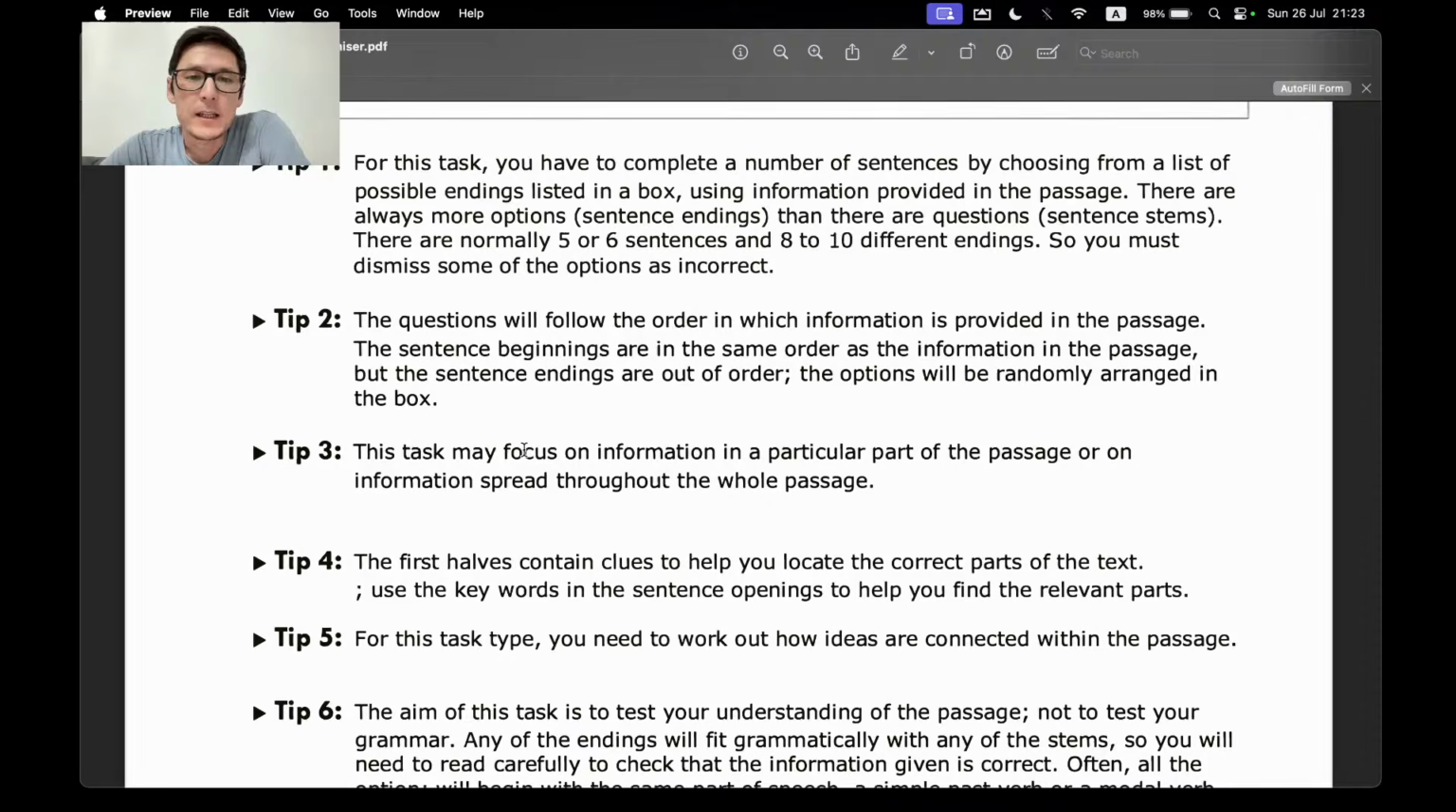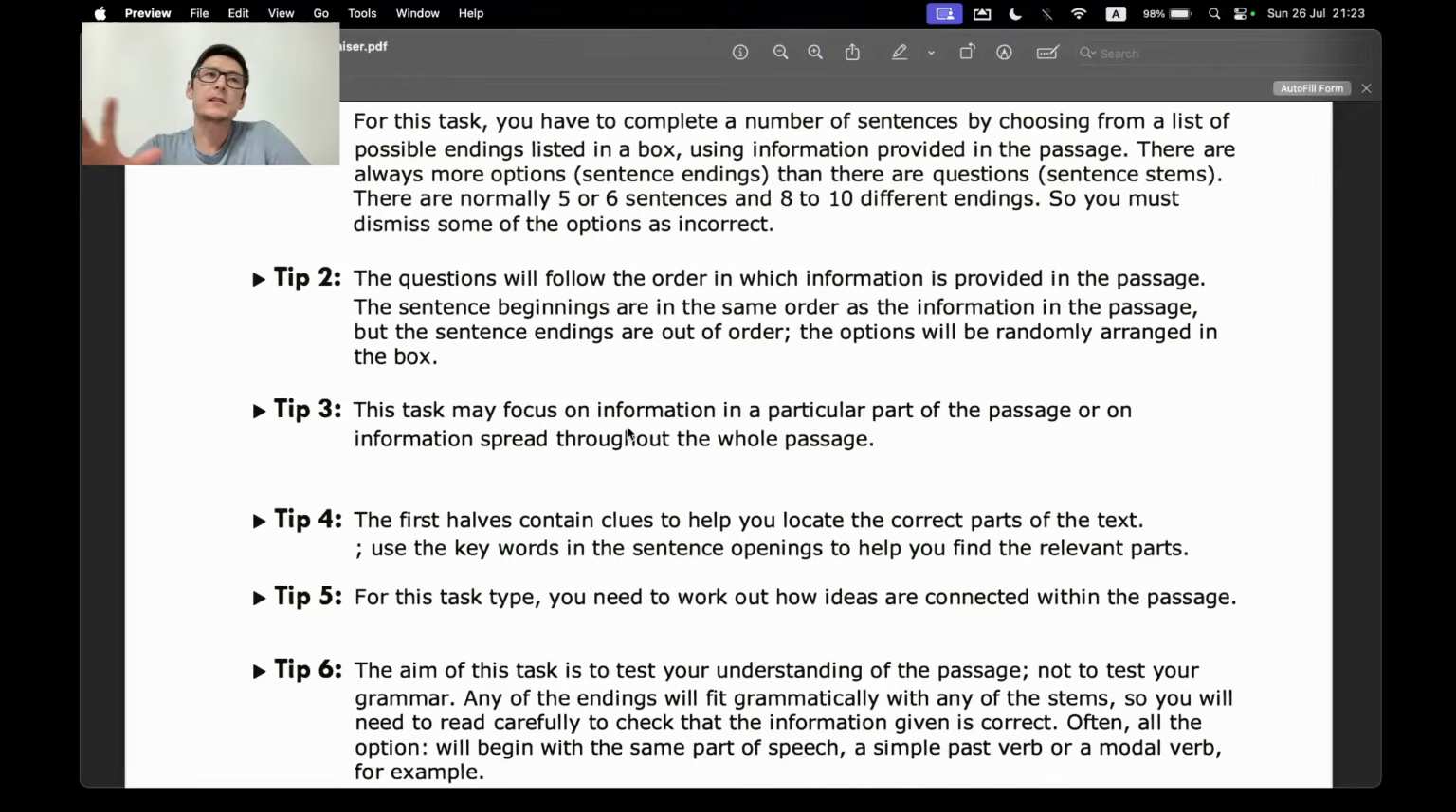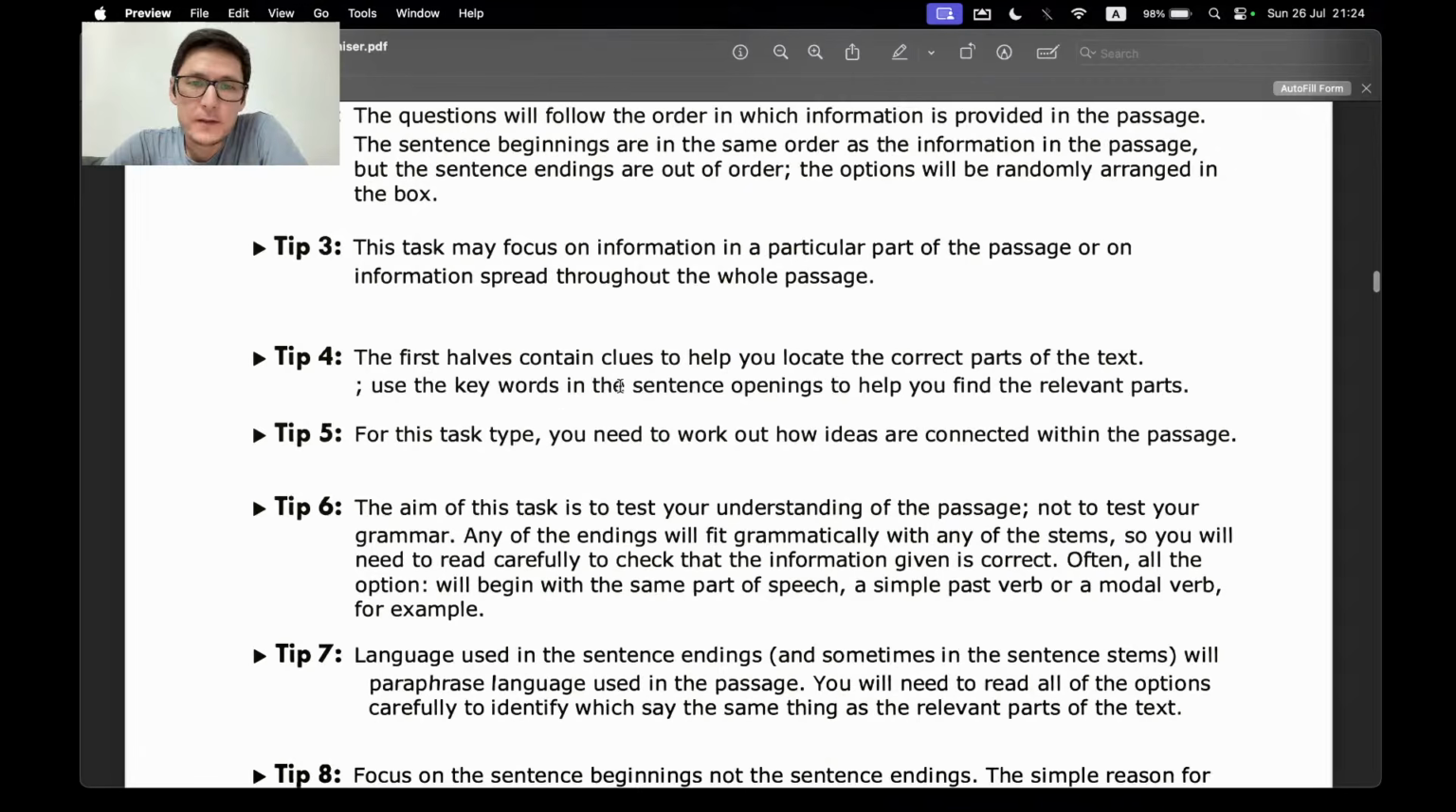The task may focus on information in a particular part of the passage. That means that the information is in one part of the text, not all over the text. It's only in one place. First halves contain clues to help you locate the correct parts of the text. So the first halves tell you where it is located.